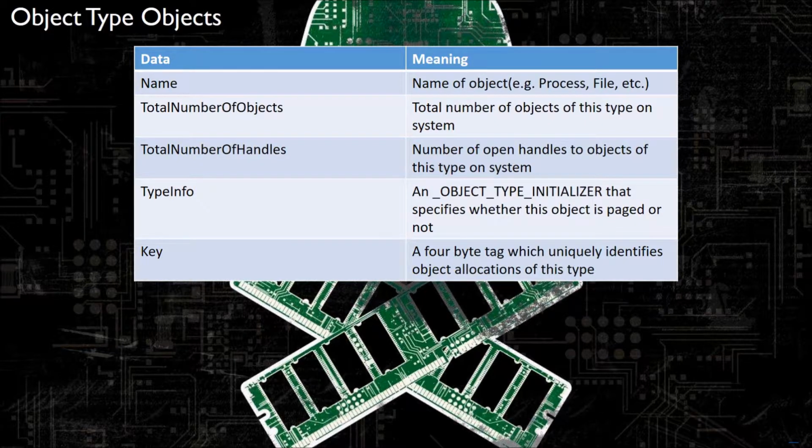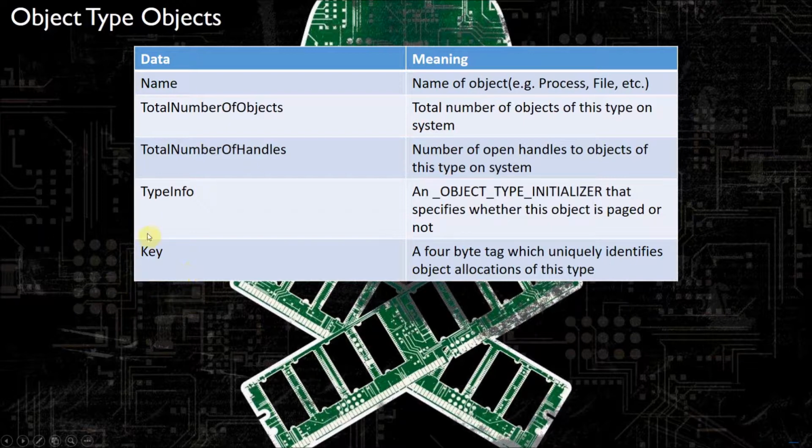Whereas consider the case where type info specifies that it is a paged object type. That means that in a particular memory dump, we'll never know if we have every single file object. It's very likely that some of the file executive objects are actually on disk and we didn't get to dump them when we dumped the memory.